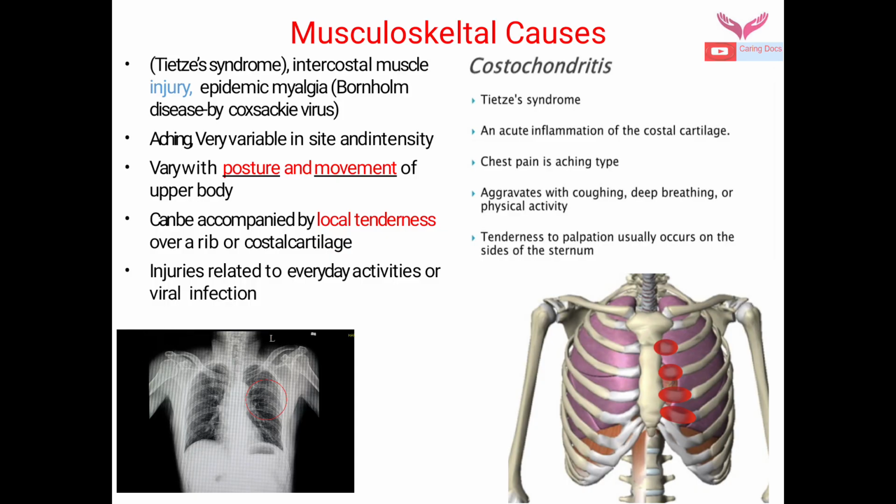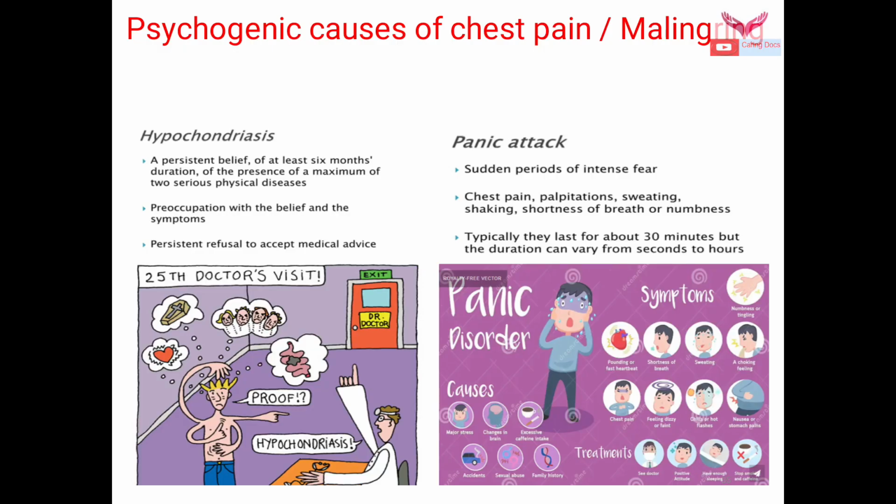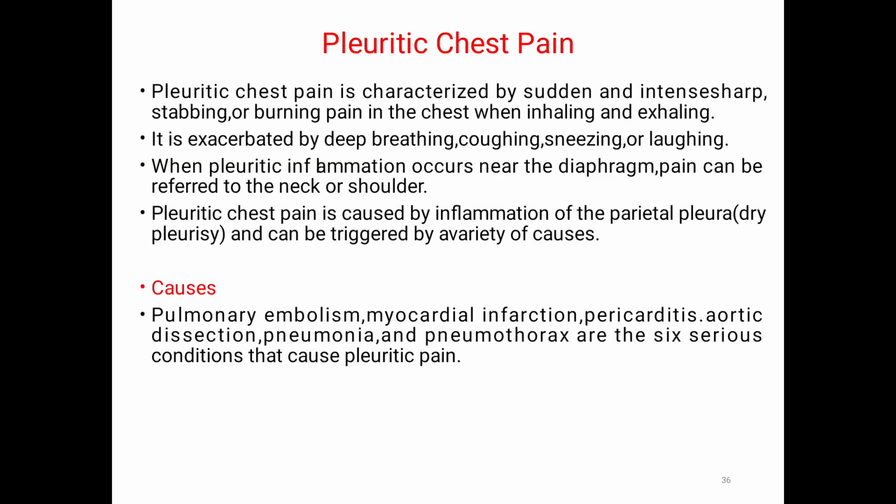In patients of costochondritis, chest pain is aching type, aggravates with coughing, deep breathing, physical activity. Tenderness on palpation may be seen. Neurological causes of chest pain are prolapsed intervertebral disc, herpes zoster, thoracic outlet syndrome, cervical rib. Psychogenic causes are hypochondriasis, panic attack.